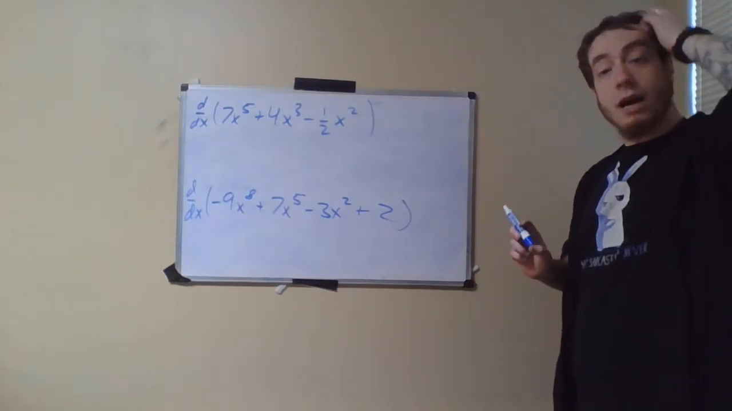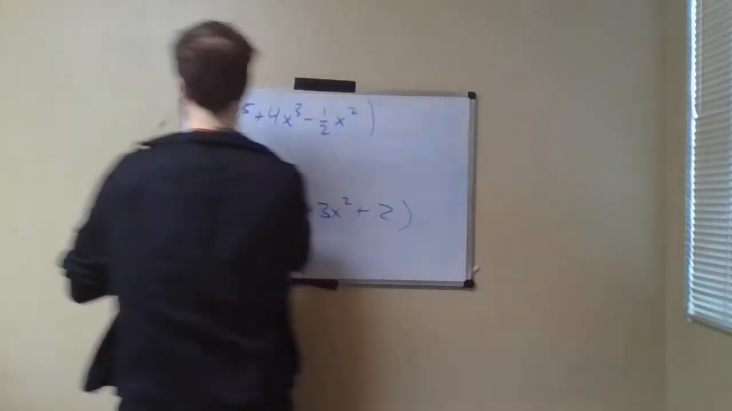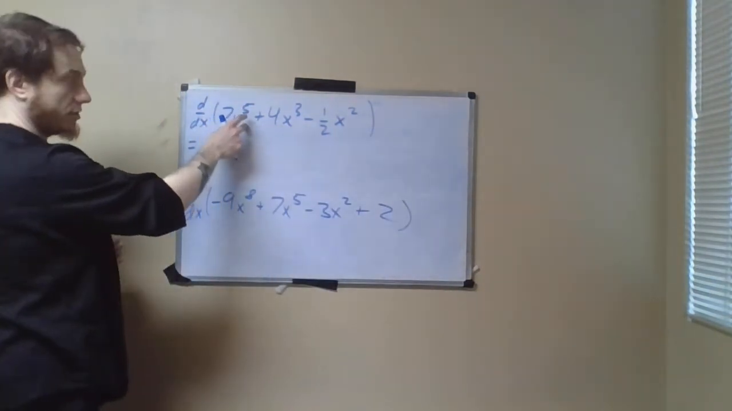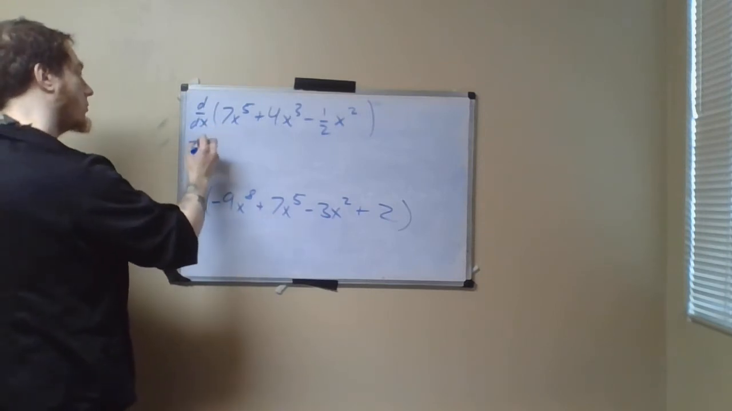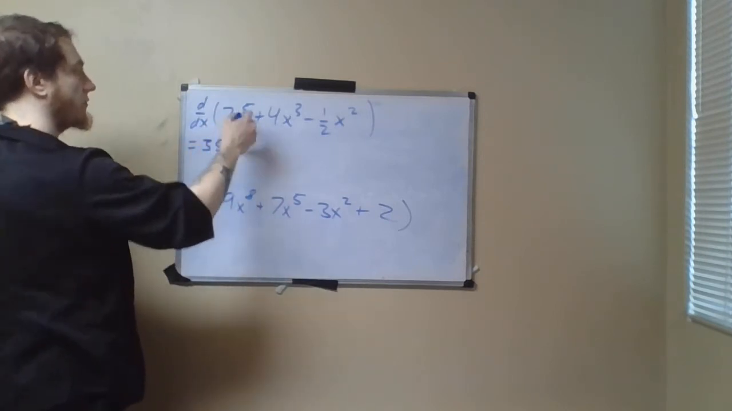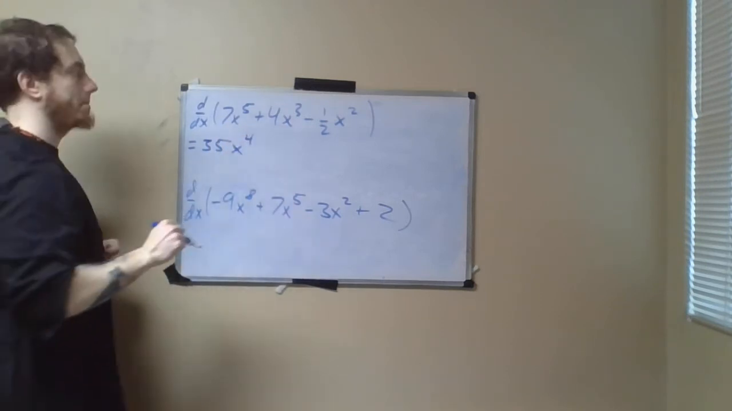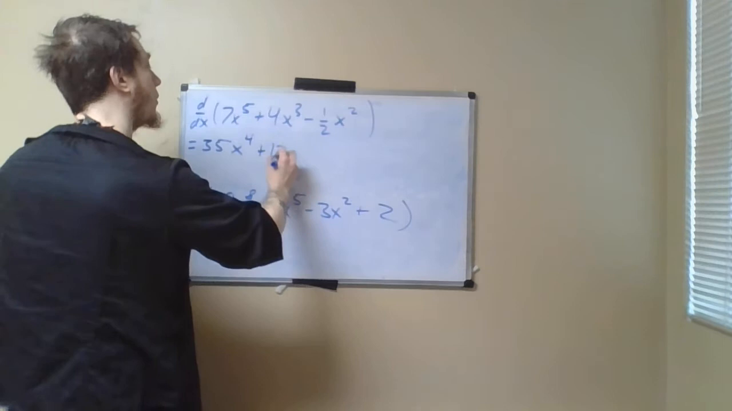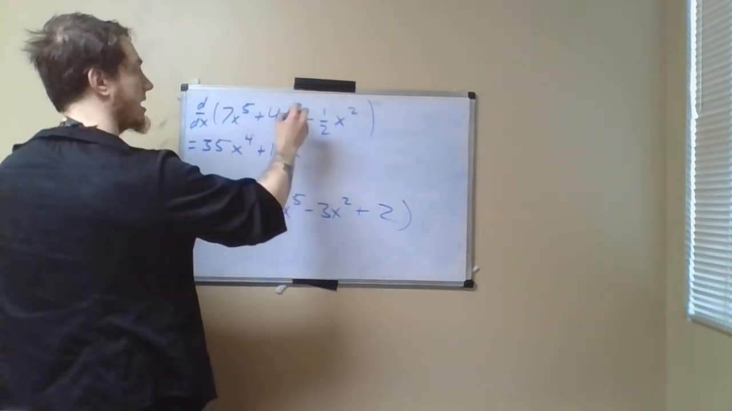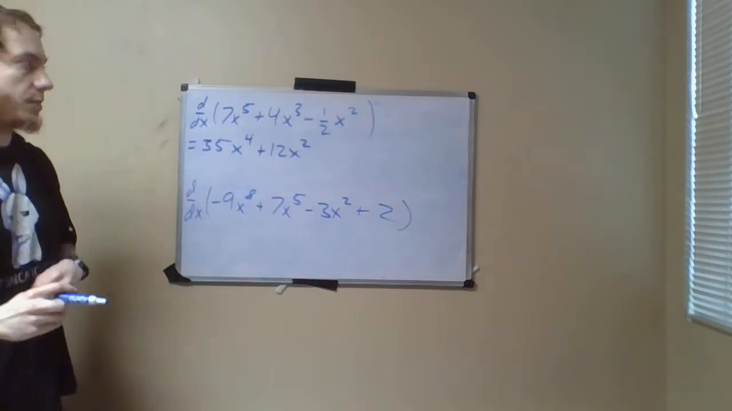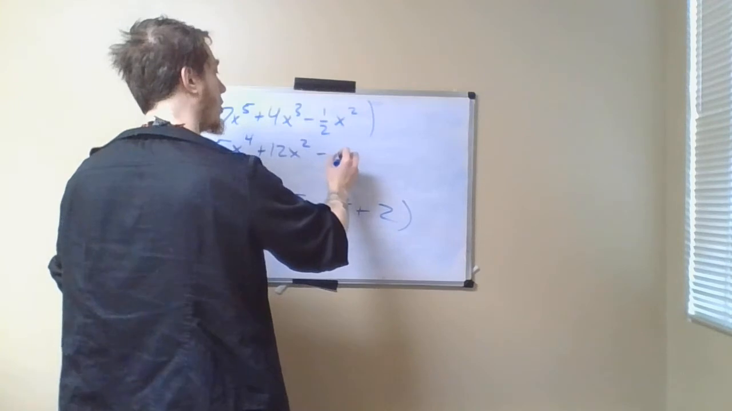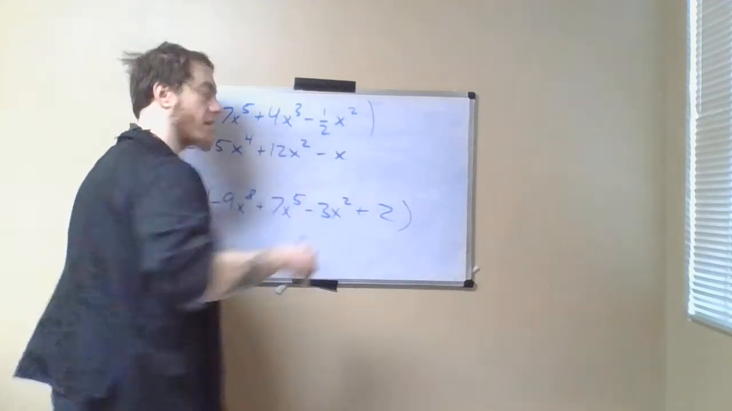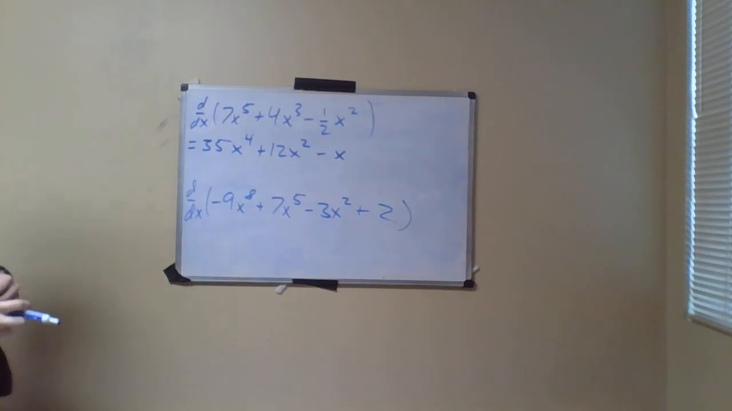So were you able to do it? Let's take a look at how we would do this first one. I look at the first term. The exponent is 5, so I have to multiply by 5. Now, what is 5 times 7? Well, that's 35. Then 5 minus 1 becomes 4. What about the next term? Well, 3 times 4 is 12, and the cubed exponent becomes a squared exponent. For the last term, 2 times negative 1/2 becomes negative 1, and 2 minus 1 becomes 1, so we just get minus x. And there we go, there is our derivative.